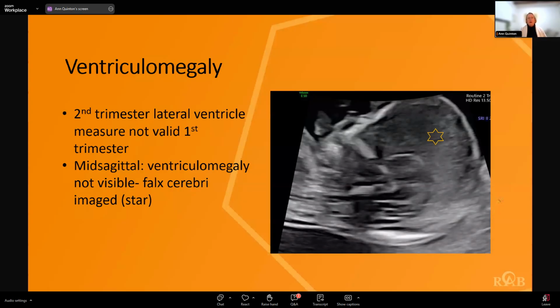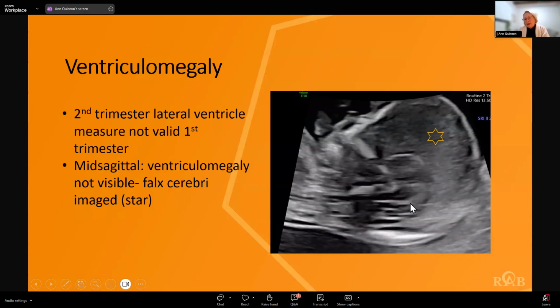All right, a few more things to go. Not long now. So we'll move on to ventriculomegaly. Now, the measurements that we make in the second trimester of the lateral ventricle are not valid in the first trimester. So when we're looking at the mid-sagittal brain with ventriculomegaly, it's not visible in that mid-sagittal, and that's because what we're seeing is the falx cerebri. So here, this area of the interhemispheric fissure. So we're seeing the falx cerebri, which is what this is.